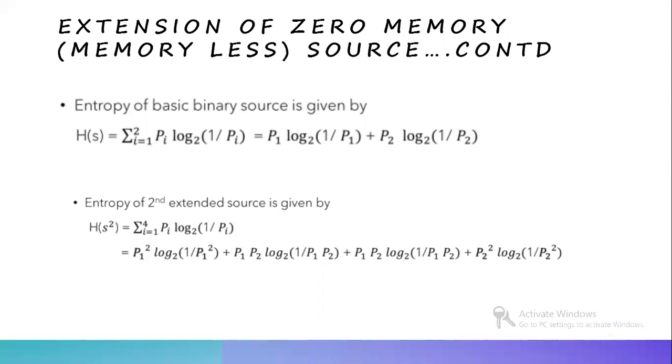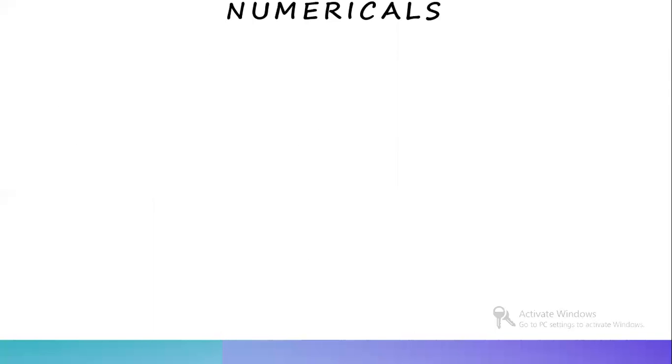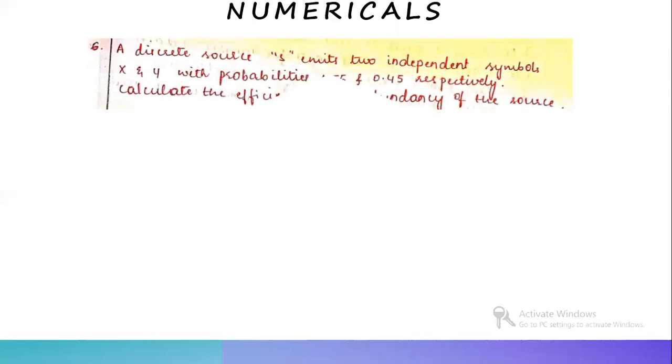Next, we'll be seeing a numerical on that. First, we'll see a numerical on efficiency and redundancy. A discrete source S emits two independent symbols X and Y with probabilities 0.55 and 0.45 respectively. Calculate the efficiency and redundancy of the source. So here they're asking you to calculate efficiency and redundancy for the two probability values given as 0.55 and 0.45.